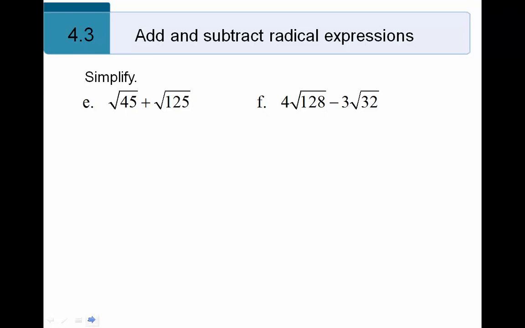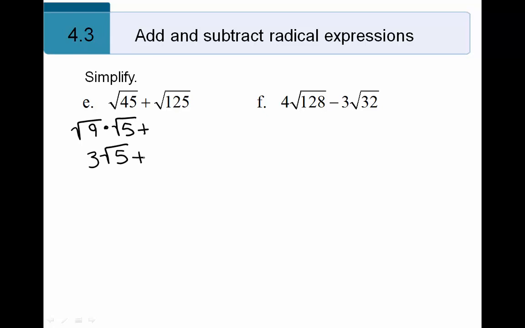Square root of 45 plus the square root of 125, we're going to have to simplify each side of this. When I do a factor tree for 45 and I find my pairs, I end up breaking this down to square root 9 multiplied by square root 5. The square root of 9 is 3, so I get 3 square roots of 5.